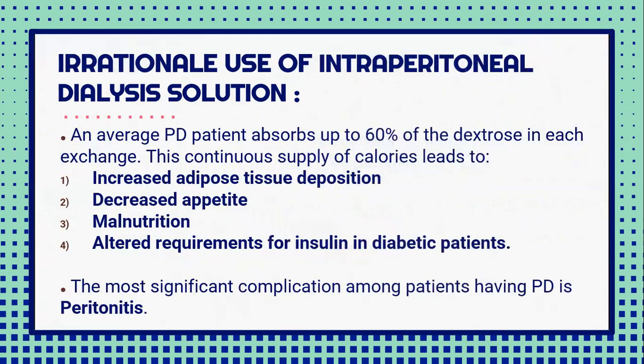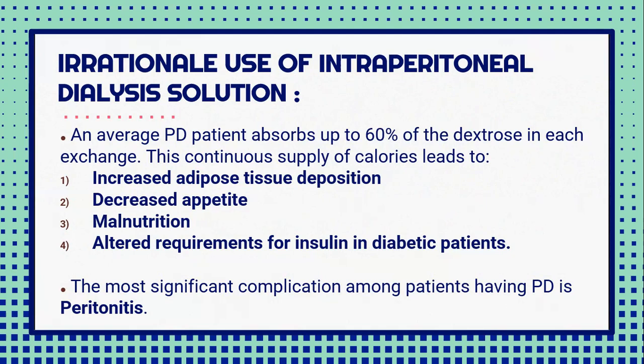Now, the irrational use of the intraperitoneal dialysis solution. An average peritoneal dialysis patient absorbs about 60% of the dextrose in each exchange. This continuous supply of calories leads to, which means that in the dialysis solution, we later on see the composition of the solution, but it contains 60% of the dextrose at least. And this much dextrose would be absorbed, which means that there would be a continuous supply of calories that could lead to increased adipose tissue deposition, decreased appetite, malnutrition, and altered requirements for insulin in diabetic patients.